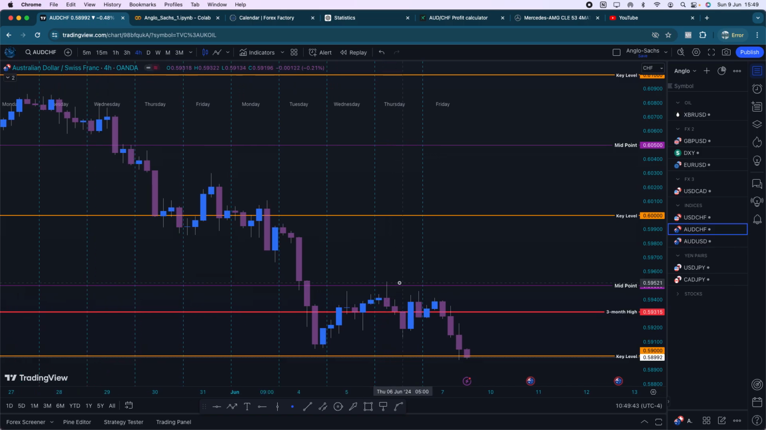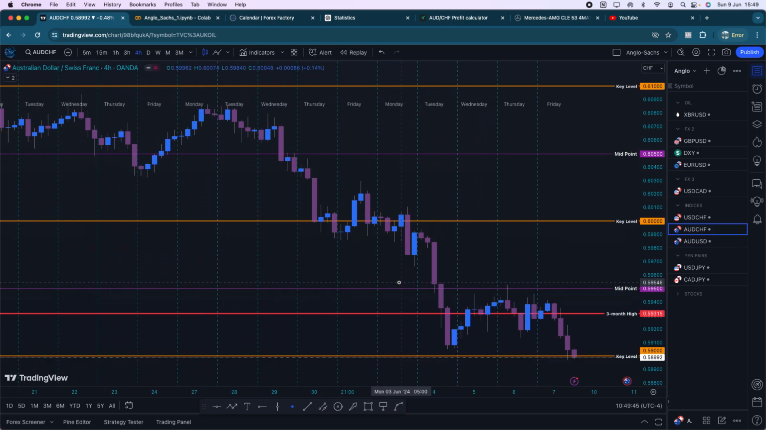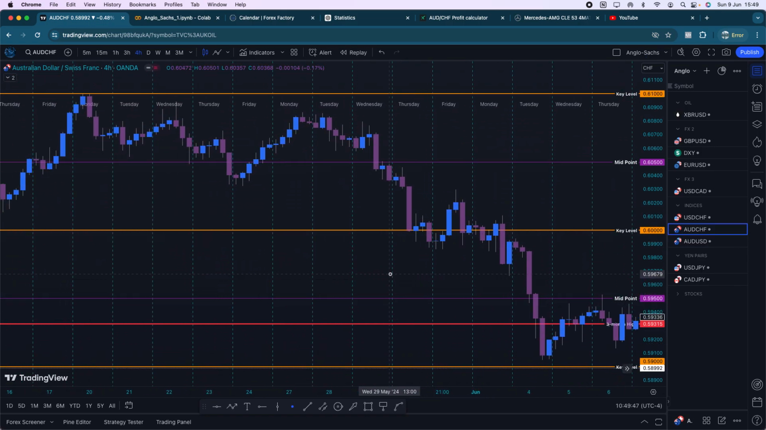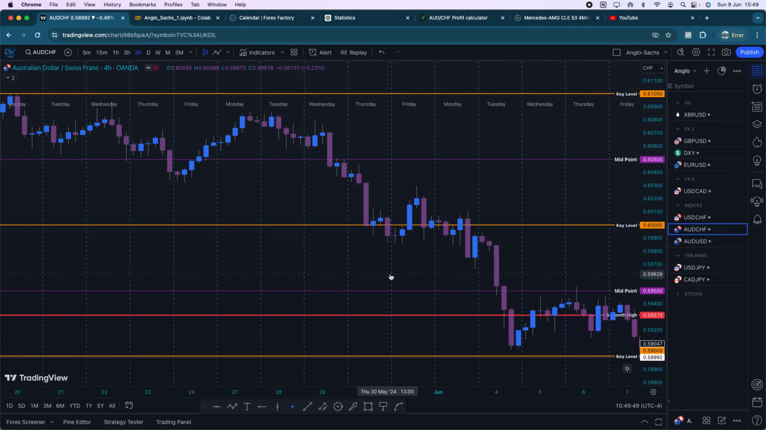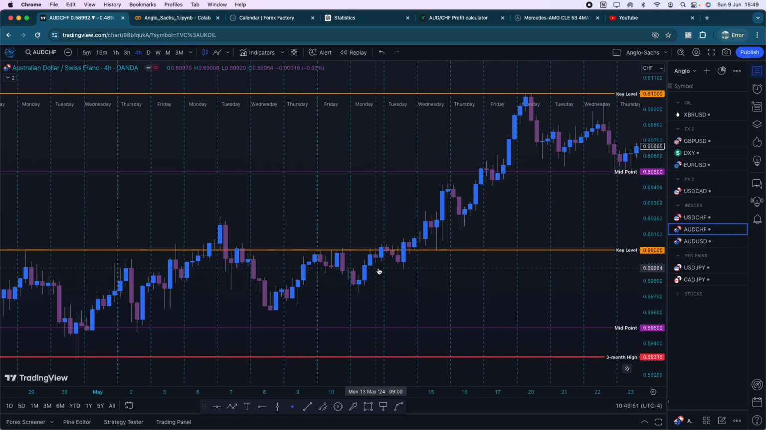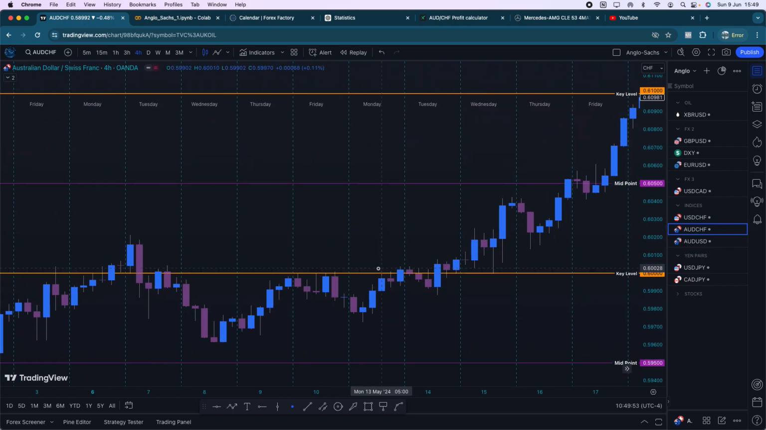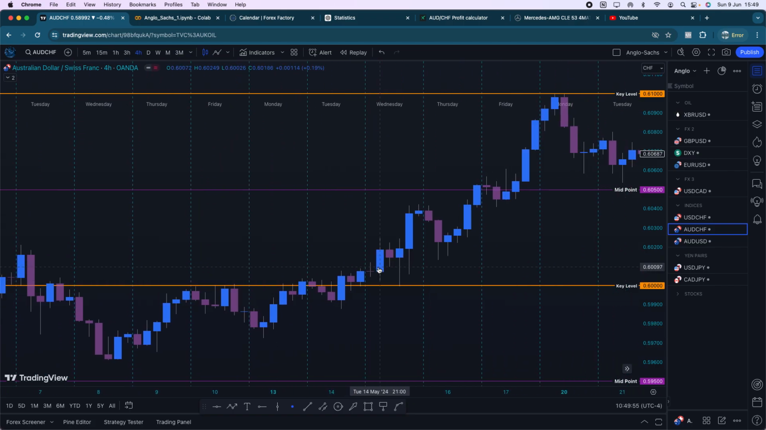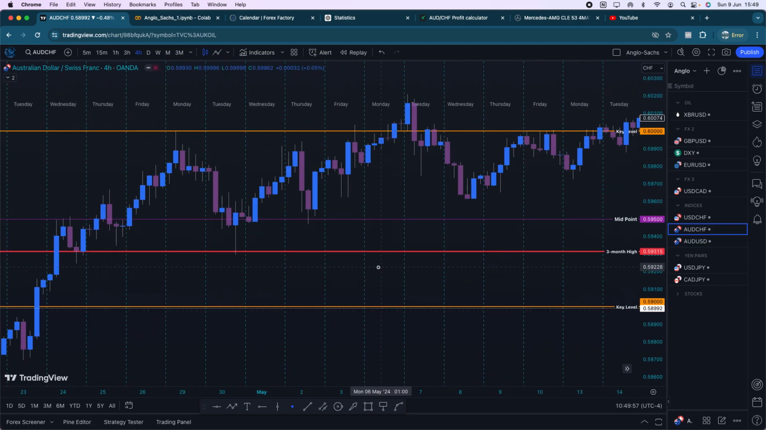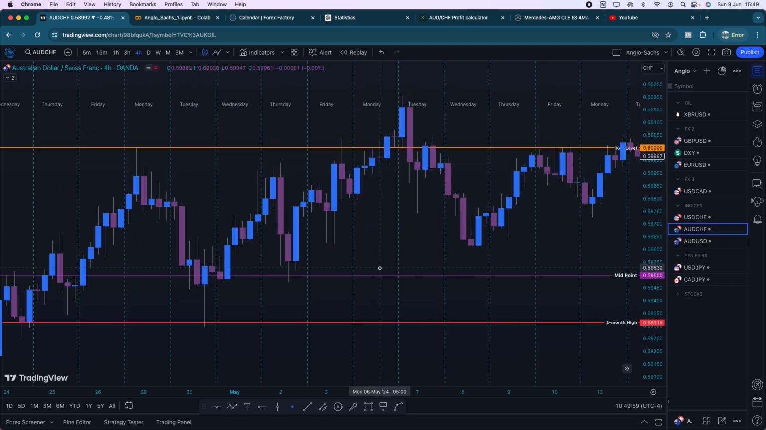Let's have a look. See if there's a good example here, one that correlates with what I'm talking about in terms of an uptrend. Let's have a look. Yeah, so this is quite a good example here.